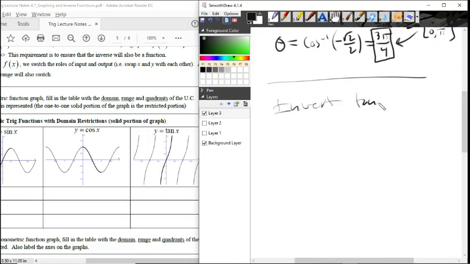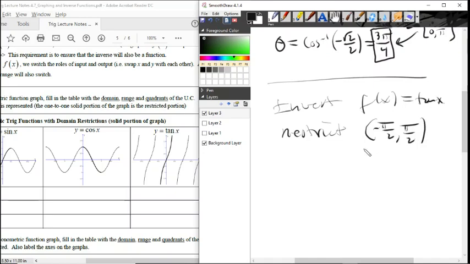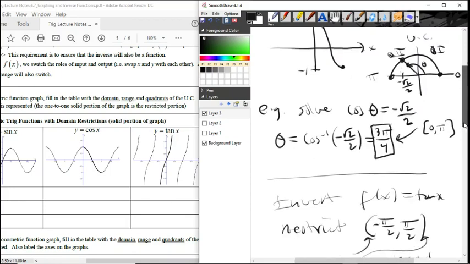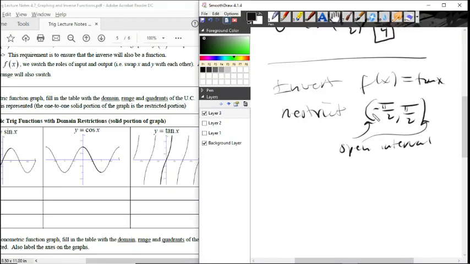if we wanted to invert the tangent function, let's say I call it f of x equals the tangent of x, we are going to restrict the domain to be between negative pi over 2 and pi over 2. And notice that I'm using parentheses here. This is an open interval, because we have vertical asymptotes at negative pi over 2 and pi over 2. For the sine and the cosine, we used brackets on the restriction because those endpoints were included. But for the tangent, we keep parentheses because it's an open interval, because we have asymptotes there.